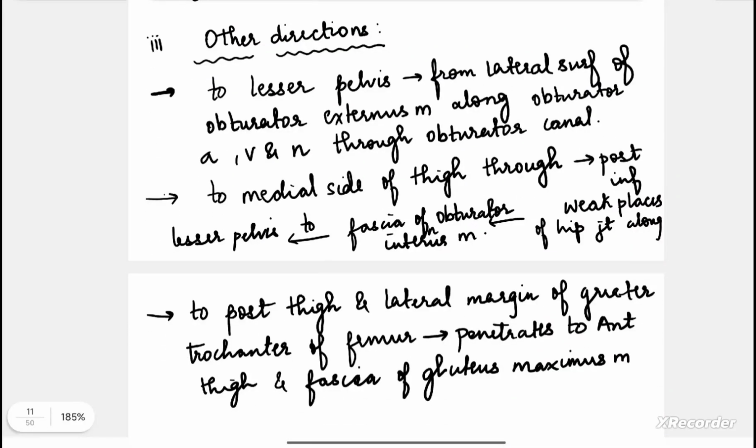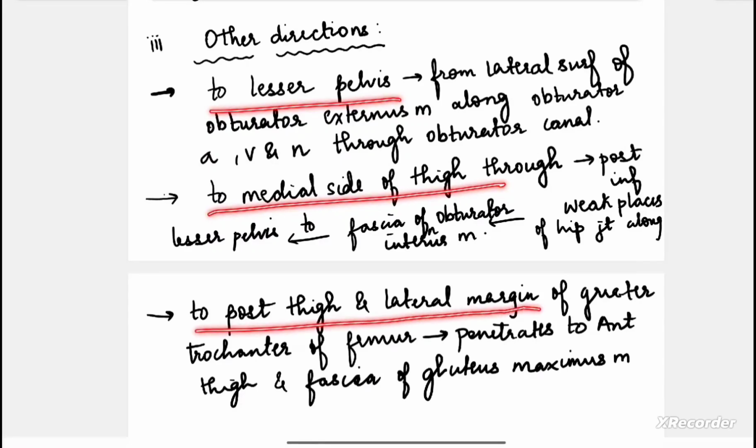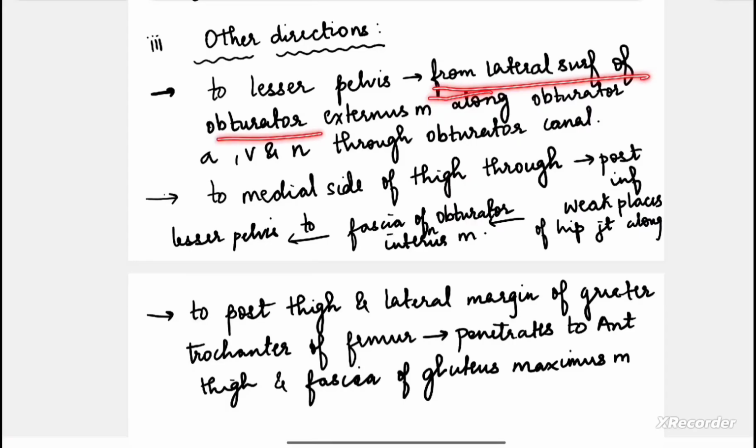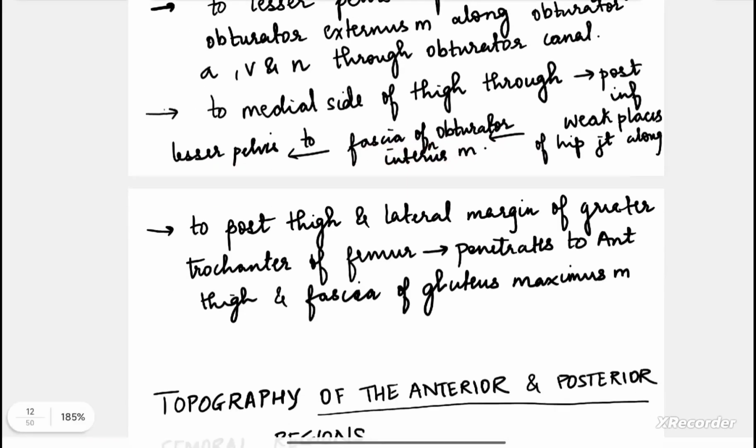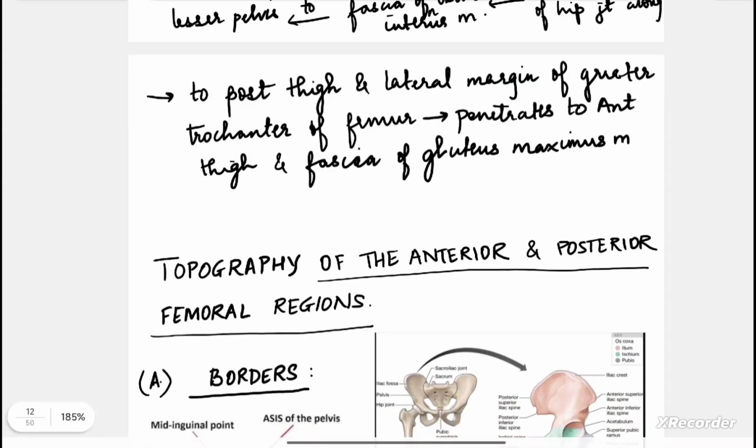Other directions are to the lesser pelvis, to the medial side of the thigh, and to the posterior thigh and lateral margin of the greater trochanter of the femur. Now, to the lesser pelvis, it is from the lateral surface of the obturator externus muscle, along the obturator artery, vein and nerve, through the obturator canal. Now, to the medial side of the thigh, from the posterior inferior weak place of the hip joint along the fascia of the obturator internus muscle to the lesser pelvis, to the posterior thigh and lateral margin of the greater trochanter of the femur, it penetrates to the anterior thigh and fascia of the gluteus maximus muscle.